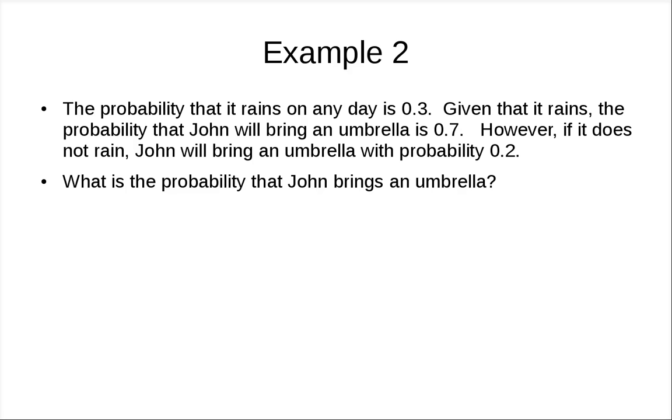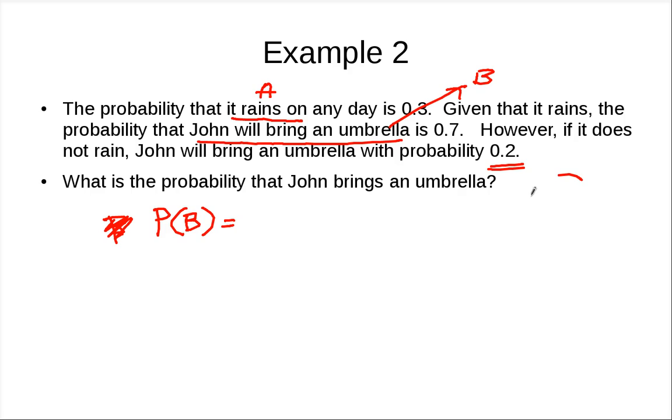We know that the information given in the previous example is not enough to figure out the probability of B, right? So again, this is A, and John brings an umbrella is event B. Now we give you a little bit more. If it doesn't rain, John will bring an umbrella with probability 0.2. So now, can you find out the probability that John will bring an umbrella? What is the probability of event B? I'll wait a few seconds so that you can think about it. If you need more time, just pause.